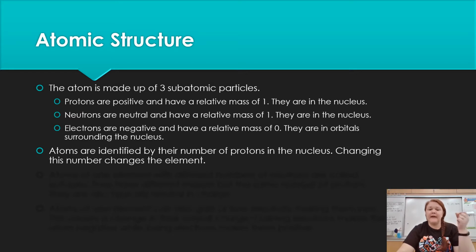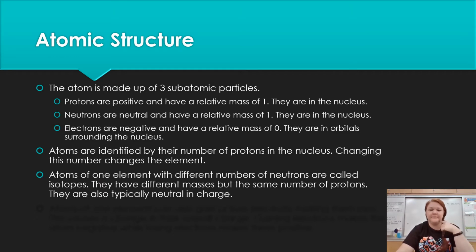Atoms are identified by their number of protons in the nucleus. Changing this number changes the element. So going across our periodic table, element 1 is hydrogen, it has 1 proton. Element 2 is helium, it has 2 protons, and so on.